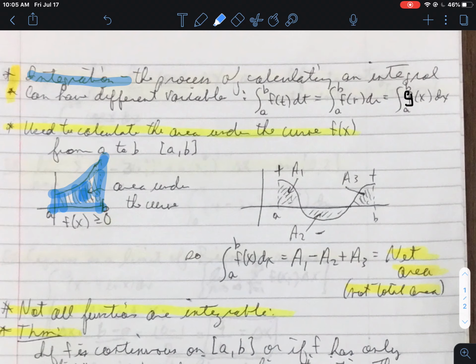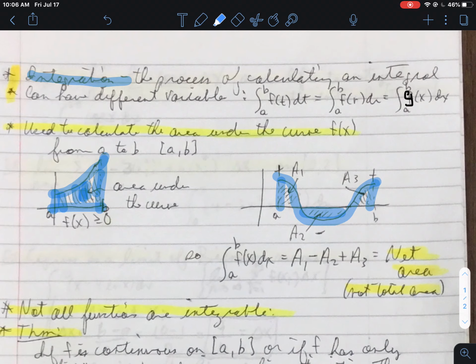But what if we have a situation like this, where part of the function is above the x-axis and part of the function is below the x-axis? When you calculate this area for the part that's below the x-axis, I call it A sub 2, that's going to give you a negative value. Because if you draw in those little rectangles there, the height of each rectangle is going to be a negative value. So the area there is going to be negative area. The area here is a positive value. The area here is also a positive value.